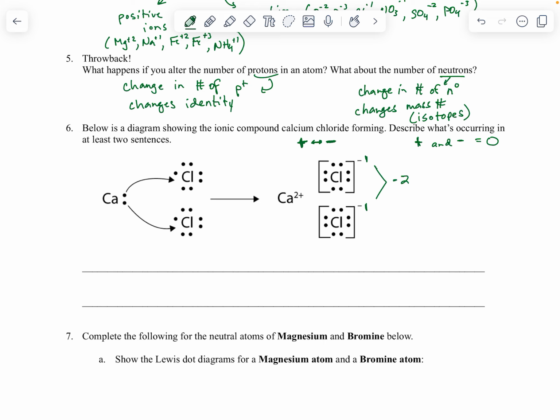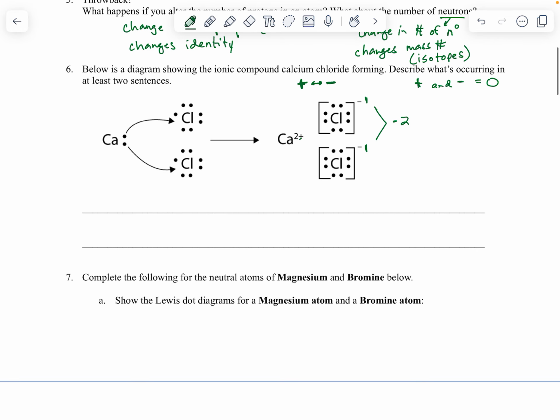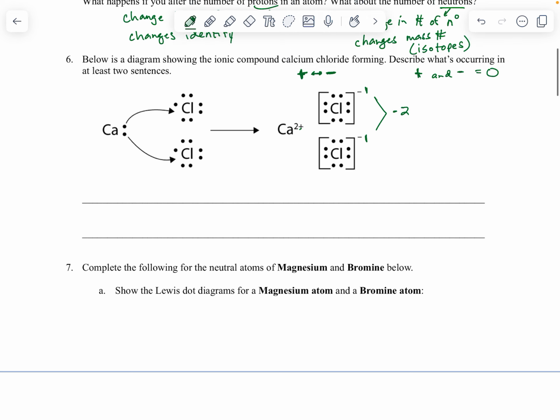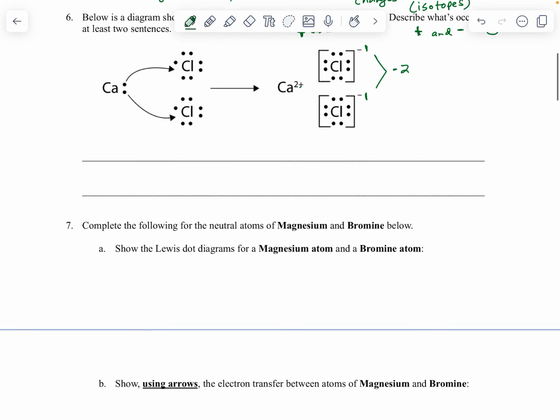2 -1s make a -2. 2 plus -2, of course, is 0. So that's how you can check that. So that's kind of an explanation there. The key has it a little bit more written out, but that's the crux of that. And so let's do an example of that so you can actually see it in action.